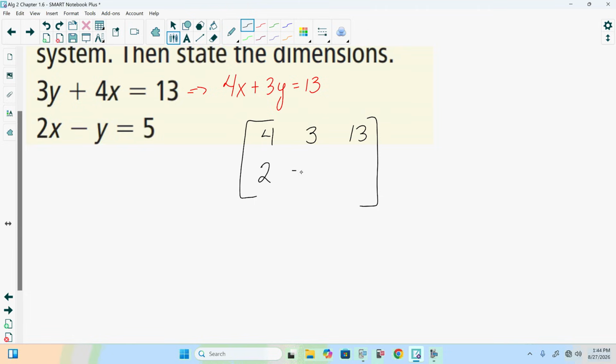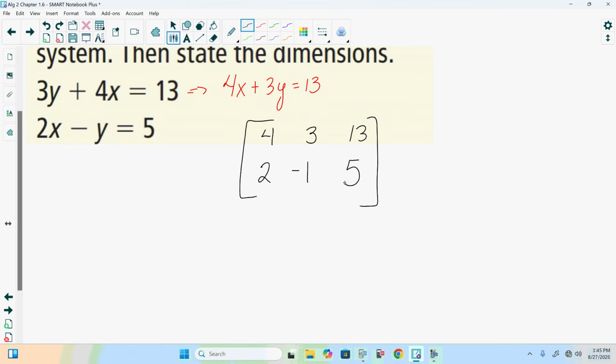2, -1, 5. Because if we saw that x is 4, y is 3, we could just go 4, 3, 13. We don't necessarily have to rewrite it. If rewriting it helps make sure you get the correct number and sign, rewrite it.